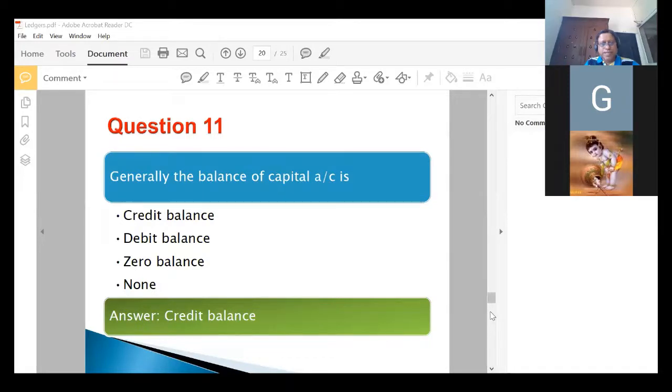Generally, the balance of capital is a credit balance. Why is capital a credit balance? Capital is a liability. Capital is given by the promoter. So what is the rule for capital account? Debit the receiver and credit the giver. This is the rule. Capital is a liability. The promoter gives the capital. It is called a credit balance.